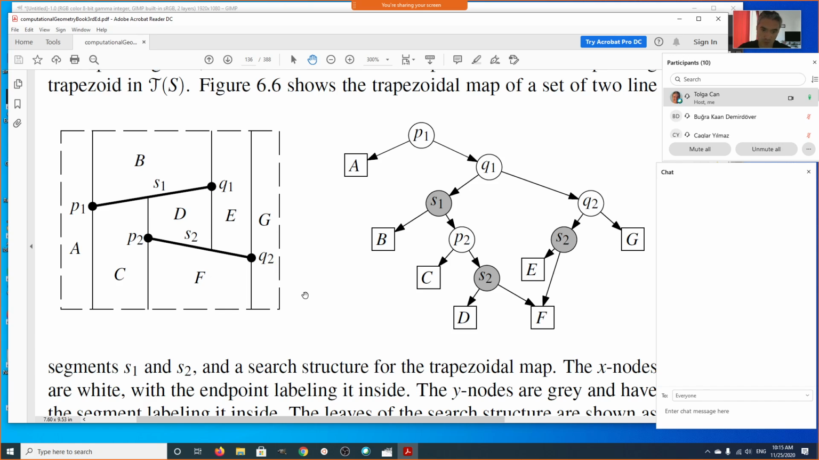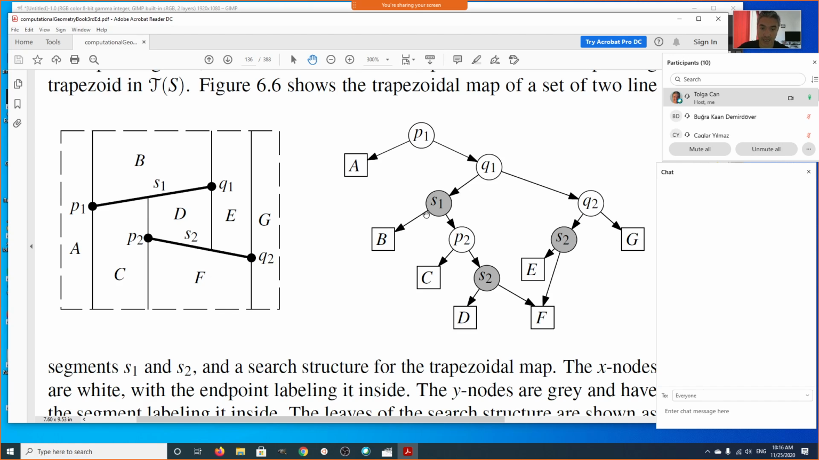And if you look at the search structure, you'll see that every one of those trapezoids appears as a leaf node, and the segments and the points appear as intermediate nodes. So when we have a point inside F, assume this mouse pointer is the query point, we're first going to compare it against P1. It's to the right of P1, so we continue the search on the right. Then we compare it against Q1. It's to the left of Q1, so we continue here.